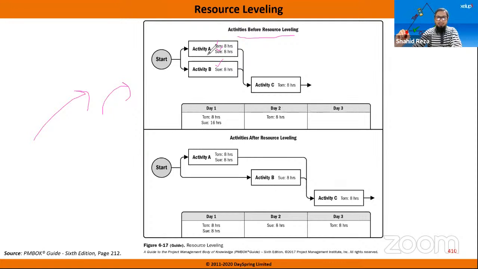So what happens if we add this? Tom is 8 hours on day 1, but Sue is 16 hours. That means it is not possible for a person to work double, 16 hours a day. So here we are seeing Sue is 16 hours, and then on the second day, Tom is only involved, 8 hours. So there is no problem with task C. But the problem is Sue is overloaded here by 8 hours in a single day.